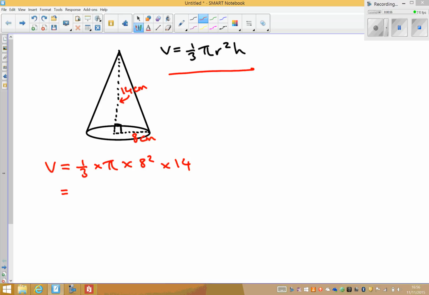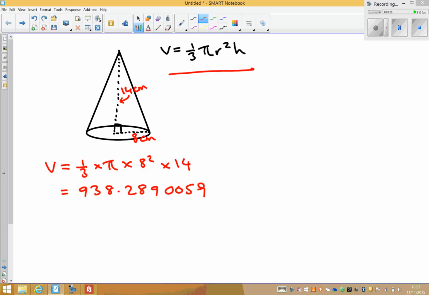So if I type that into my calculator, the way I'd do this actually, I would do pi times 8 squared times by 14, press equals on my calculator, and then divide that by 3. And that gives me an answer of 938.28900059. And in your exam, it's likely they'll ask you for an answer to 3 significant figures.